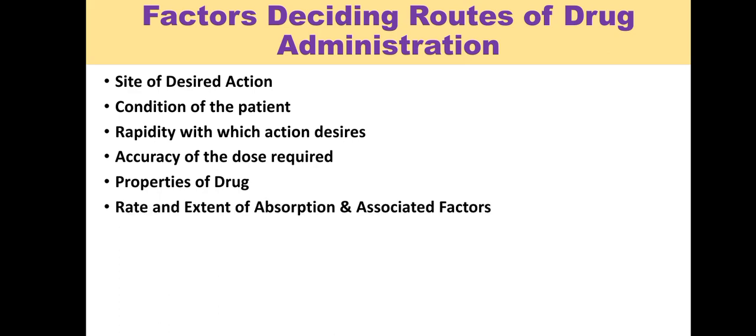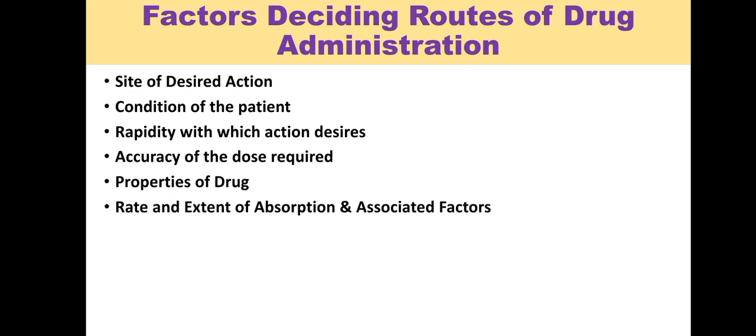And last but not least, even if the drug is not degraded or the drug is absorbed, there is the rate and the extent of the absorption. Suppose the drug is very well absorbed, but before it reaches the target site, it is degraded somewhere else, say for example in the liver. That we will discuss in pharmacokinetics; that is known as high first-pass metabolism. In that case, again you have to think of a parenteral route. So there are multiple factors that will govern the route of drug administration.